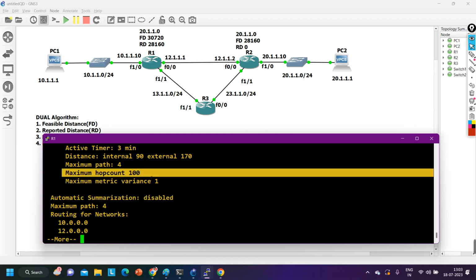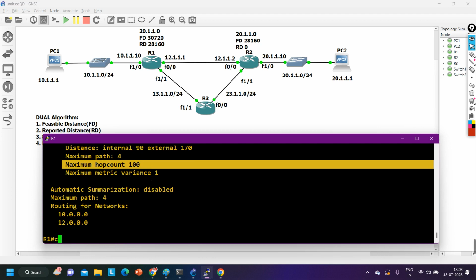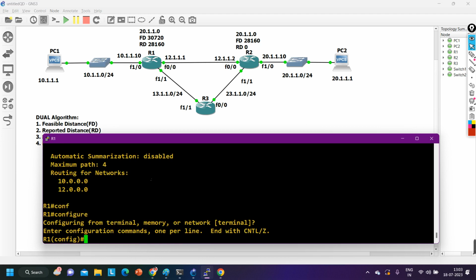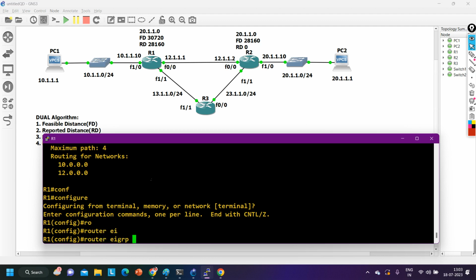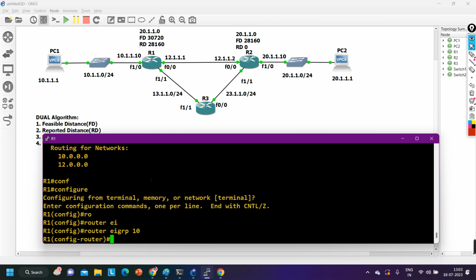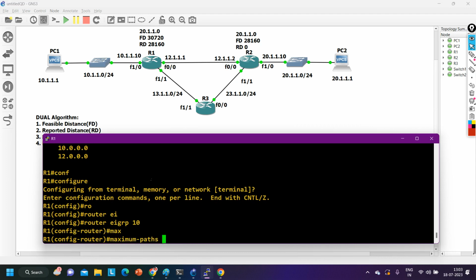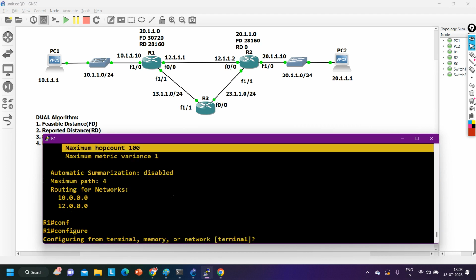Then the maximum hop count that EIGRP can support is 100 by default, but we can change this value. The RIP protocol supports only 15 hops, not more than 15 hops. Here we can also set the maximum paths.